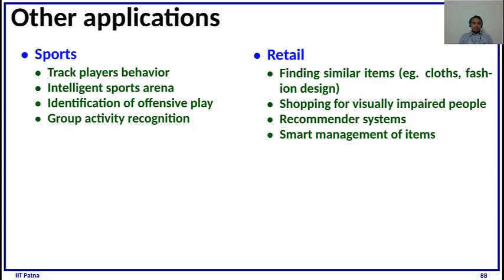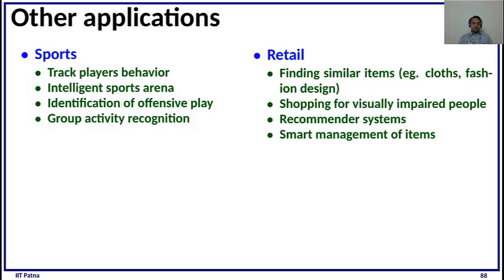If you go into the sports domain, then there are many interesting problems that can be taken up. Like, I want to track the players' behavior, how they are behaving on the field, how they are behaving off the field during the training session, and many other things can be done. Even the sports arena, let's say a football ground or a basketball ground, how can I make it more intelligent? One of the main issues in soccer is whether the ball crossed the goal line or not.